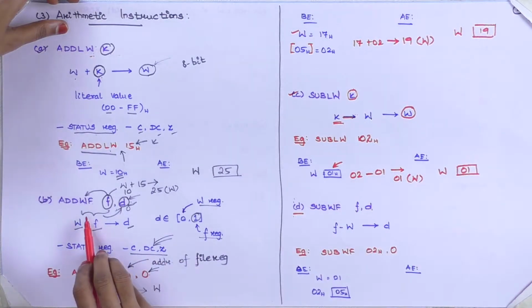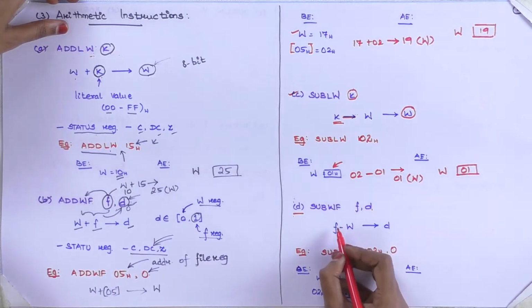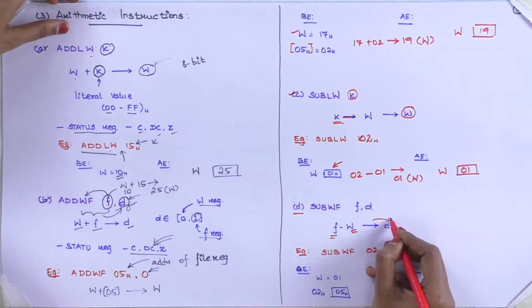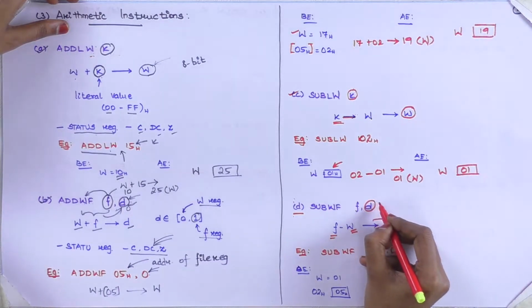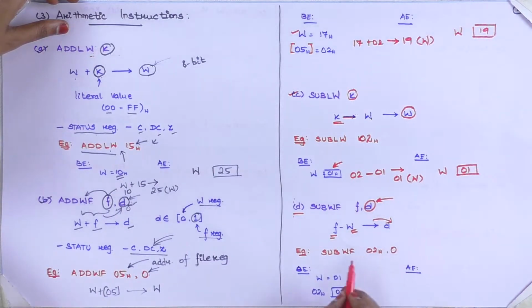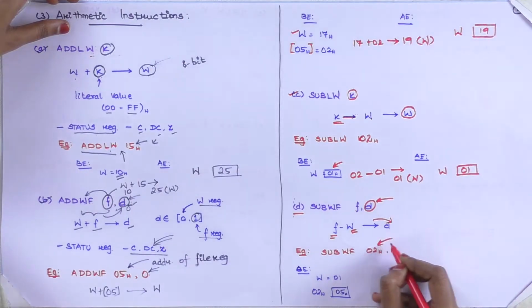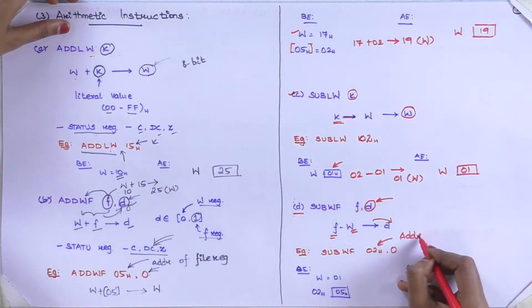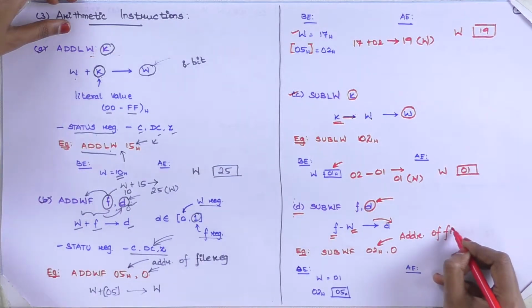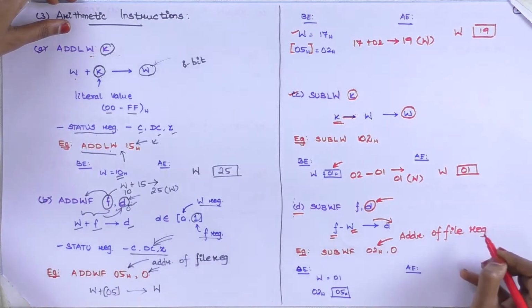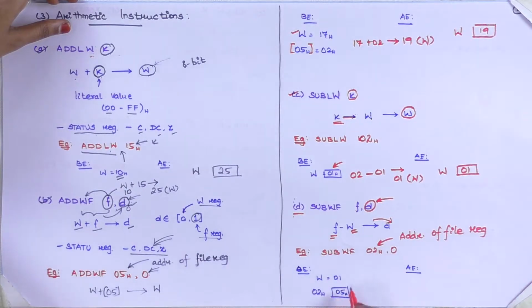This is similar to ADD WF, but here the working register is subtracted from the file register, and the result will be stored in the destination. It depends on the value 0 or 1 of the destination field. Here I have taken an example, SUB WF 02 comma 0. This 02 is nothing but the address of the file register, so this will subtract the working register from the content of 02.